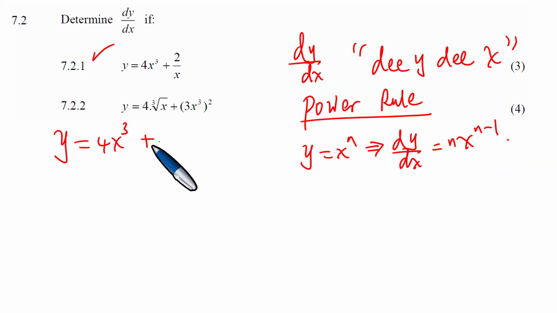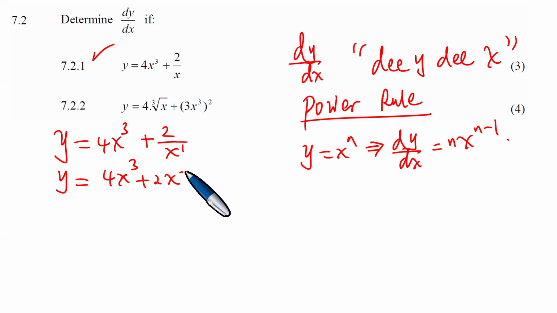4x cubed plus 2 divided by x. Y equals, we must write everything in power form to use the power rule. And therefore, this is 2, and the x is to the power 1 sitting in the denominator. We bring it to the top, attaining a negative index, like so. We continue to manipulate using the power rule of differential calculus.